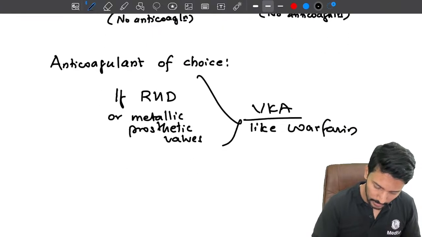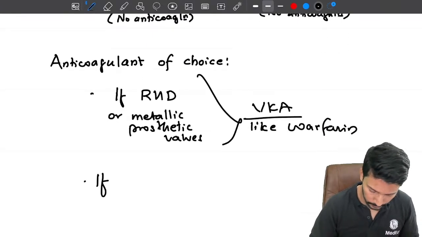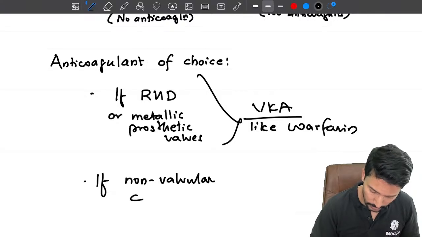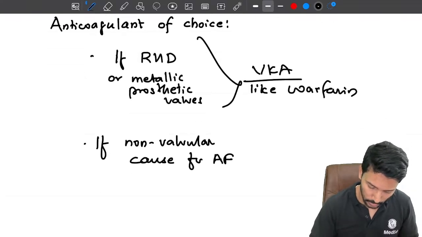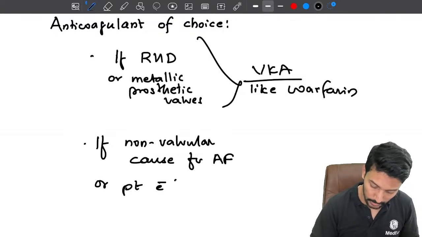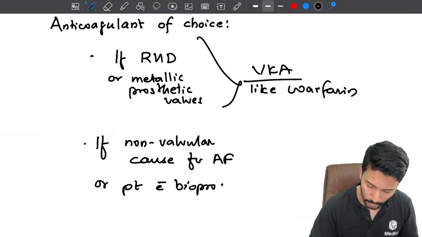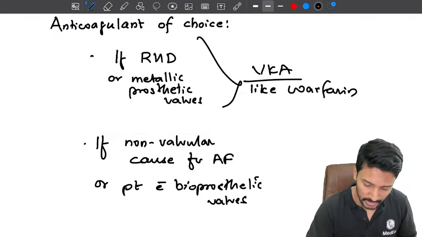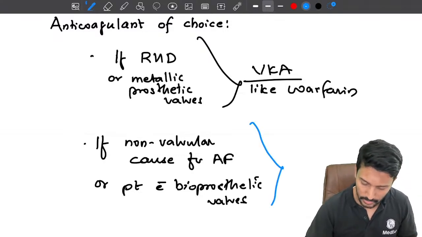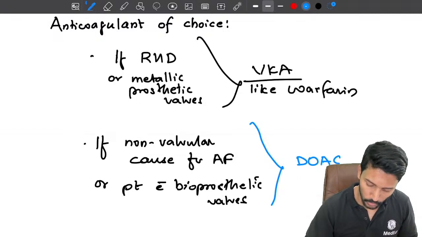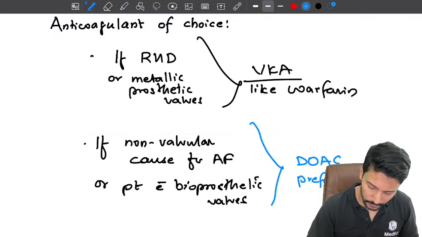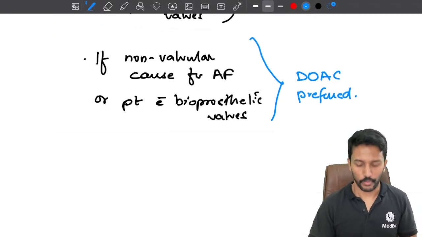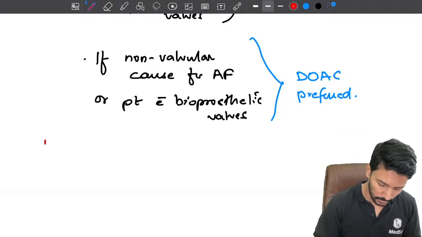On the other hand, if non-valvular cause for atrial fibrillation, right, or patient with bioprosthetic valve, not metallic, bioprosthetic valves, where the valves are made from sheep tissue or goat tissue and all, in those cases direct acting oral anticoagulants preferred. Clear? Okay.